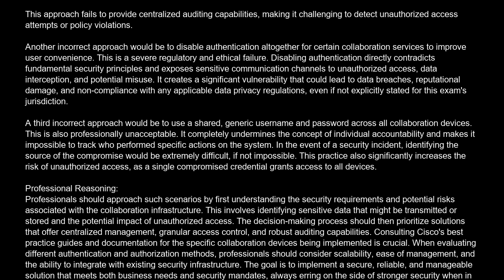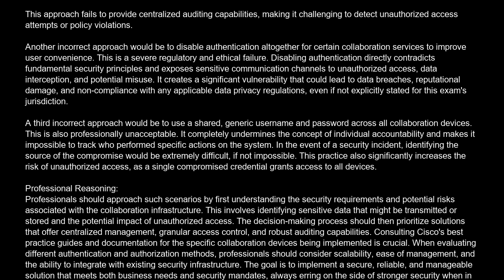A third incorrect approach would be to use a shared, generic username and password across all collaboration devices. This is also professionally unacceptable. It completely undermines the concept of individual accountability and makes it impossible to track who performed specific actions on the system. In the event of a security incident, identifying the source of the compromise would be extremely difficult, if not impossible. This practice also significantly increases the risk of unauthorized access, as a single compromised credential grants access to all devices.